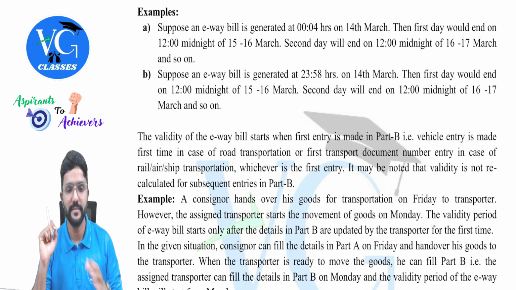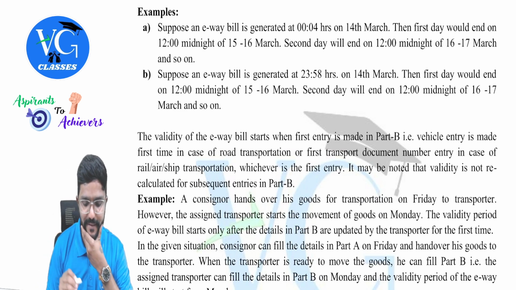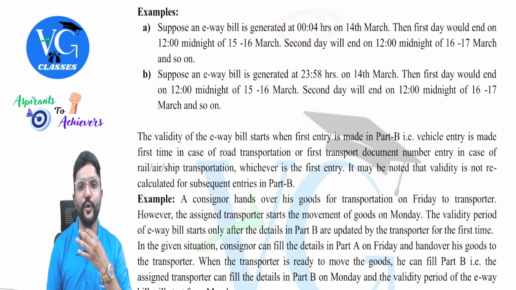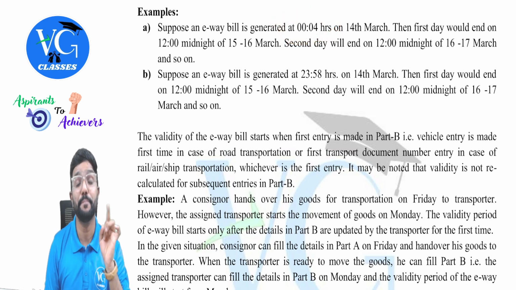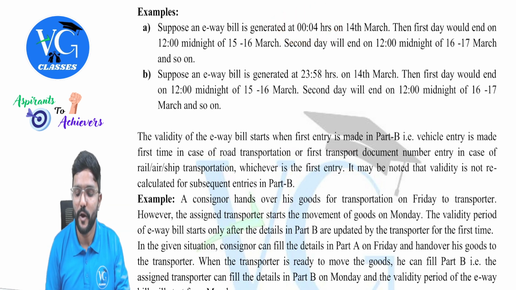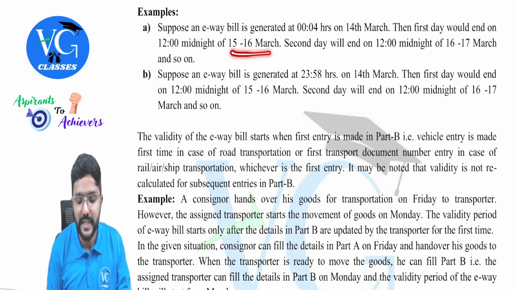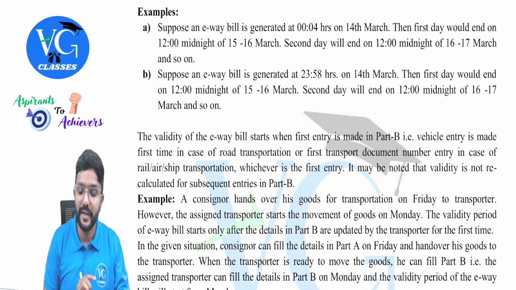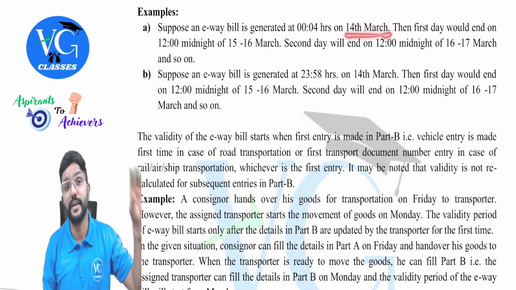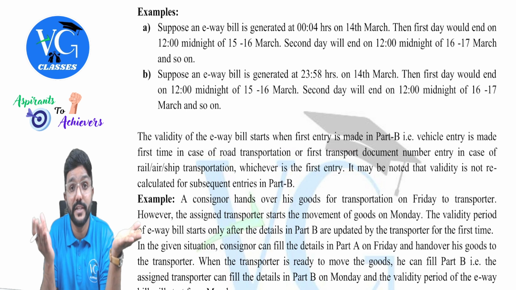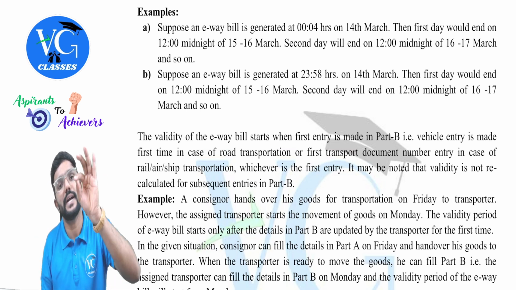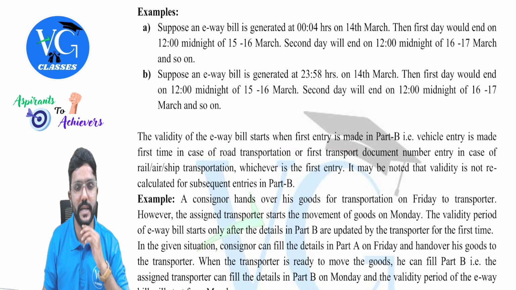I have given the example here. Just have a look. Suppose an e-way bill is generated at 12:04. That is early morning e-way bill is generated. Part B details is given on 14th March. Then the first day would end on 12 midnight of 15th and 16th. First day will start between what date, guys? 14th and 15th. End of 14th and start of 15th is there? No. That start of 15th is the start of first day. Beginning of first day. Yes.